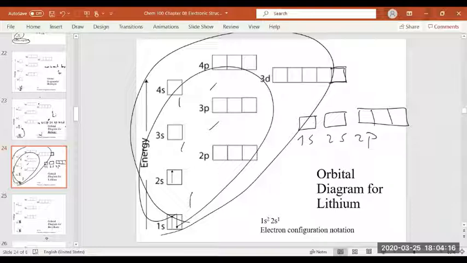If they ask you for the complete electron configuration, it will be like this one. That's the complete one. Try to practice with some other examples.